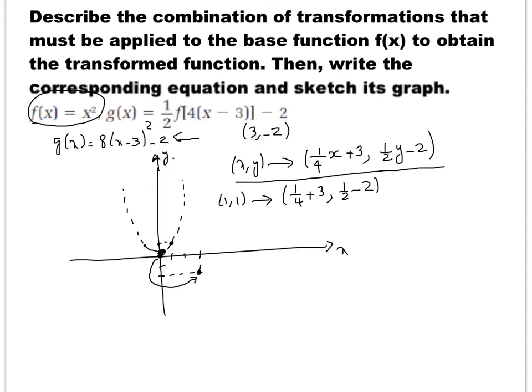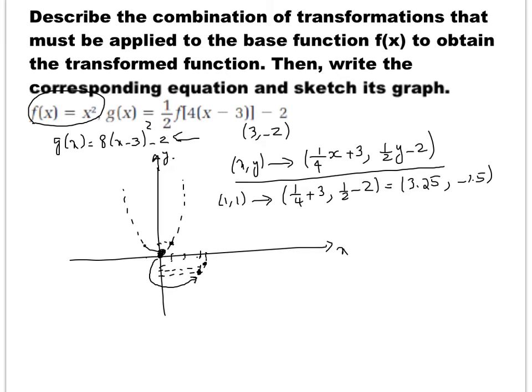Now, 3 plus 1 over 4 is going to give me 3.25, and 1 over 2 minus 2 is going to give me minus 1.5. So this means that this point is going to change to 3.25 and minus 1.5, which is a point something like this one.